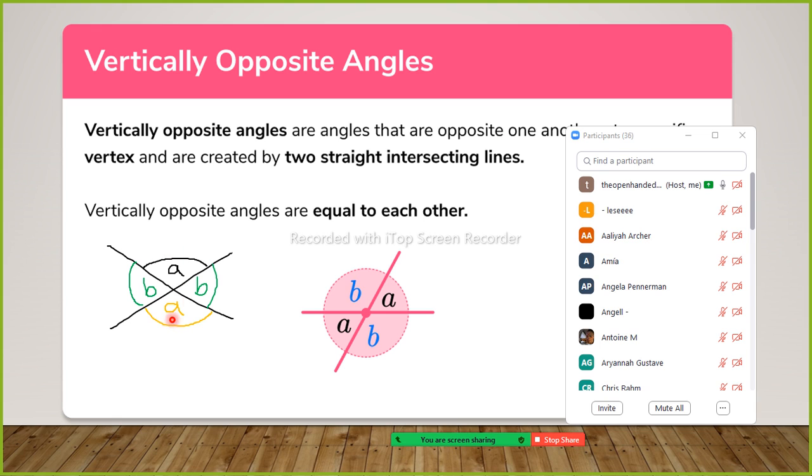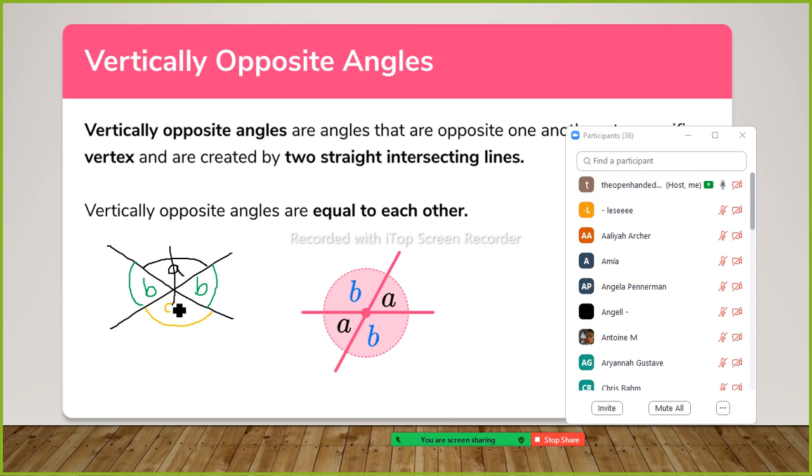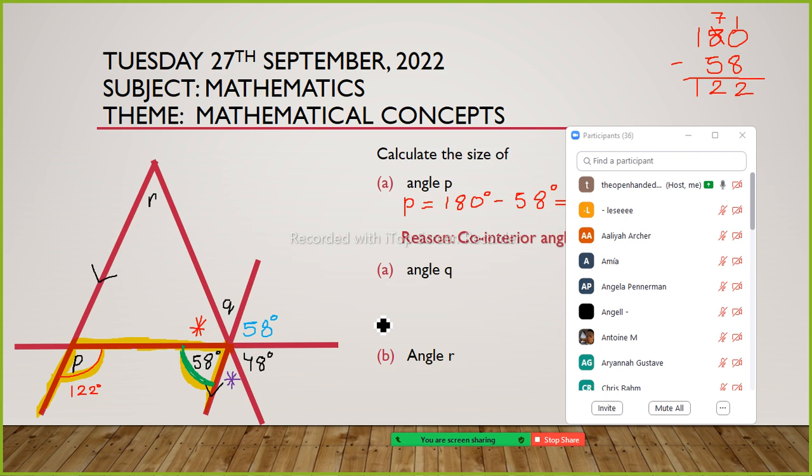Let's look at vertically opposite. Look at A and A. You see that they are directly in line. And if you look at B and B, they are directly in front of each other. Same with A and A in this one, and B and B. So if we look at 48, which one is it directly facing? The one in the red or the one in the purple? Red. Exactly, the one in the red.